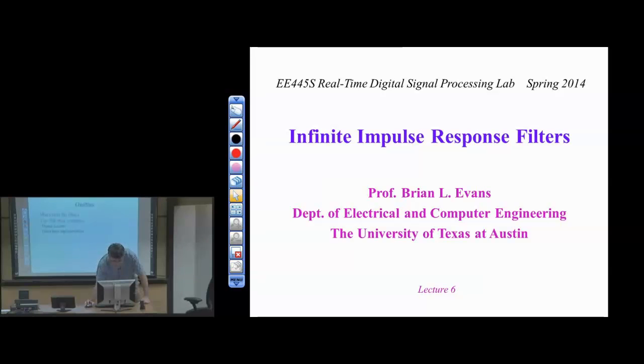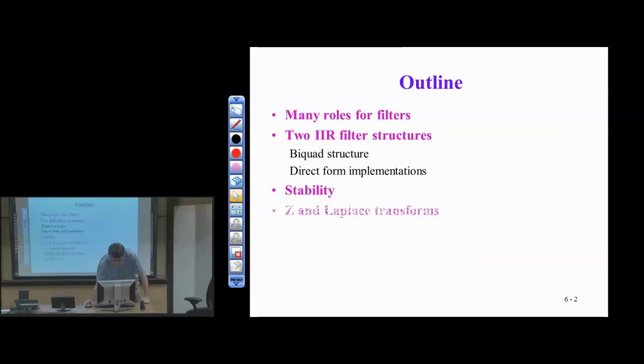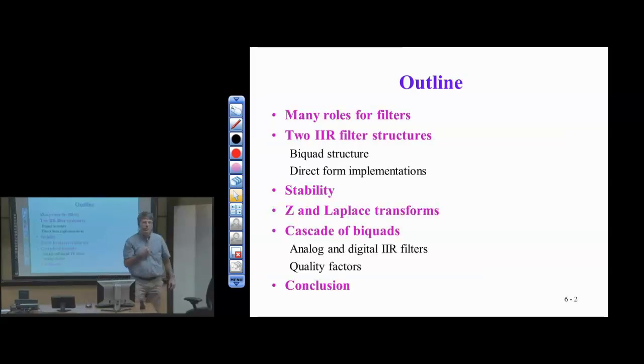Last time we talked about the many roles for filters, and we talked about the biquad. The biquad is a basic building block for implementing infinite impulse response filters. This is true for both parallel and cascaded implementation. In lab, you'll do a cascaded implementation, that is to say, several biquads in cascade in sequential order.